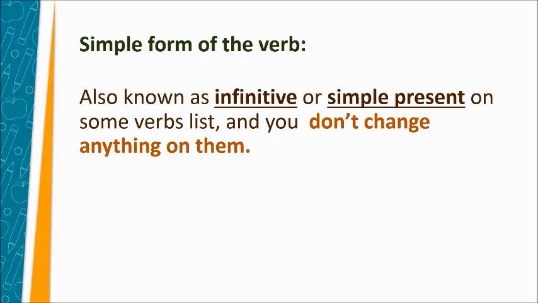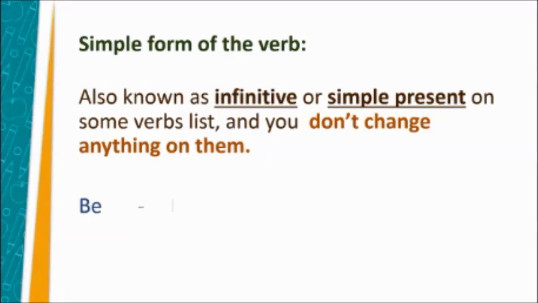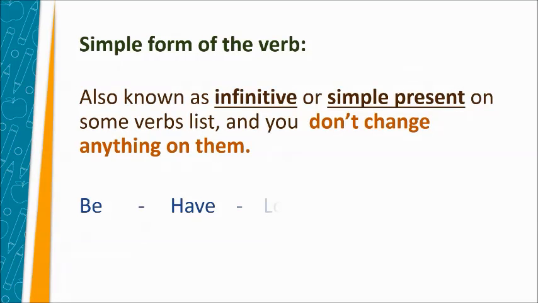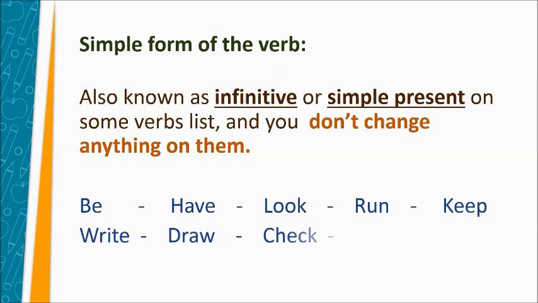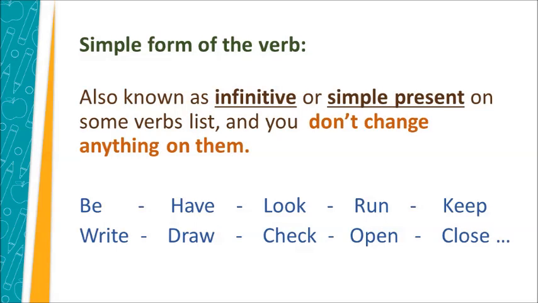Like the to be verb, you change it. Sometimes you change to is or are when you're talking about he, we, they, etc. Or have when you talk about have or has. But when you give a command, you don't change it. It's always going to be be. It's always going to be have. Other examples: look, run, keep, write, draw, check, open, close, etc. Okay? You won't change it.